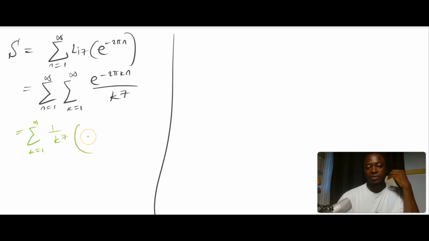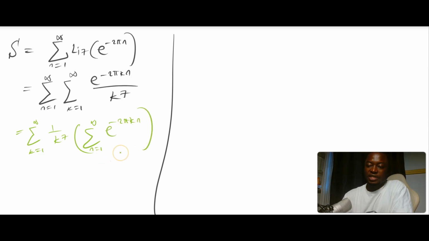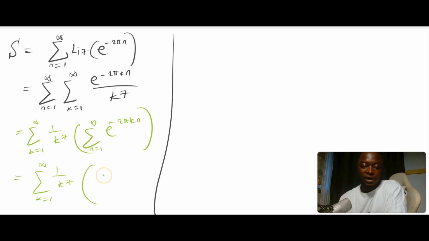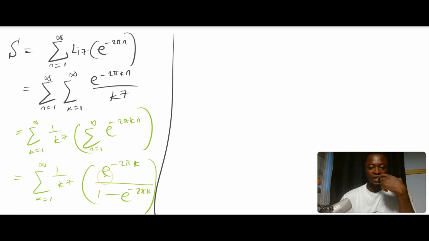Then we can deal with the sum as n runs from 1 to infinity of e to the negative 2 pi kn. This is a geometric series, obviously. So we have the sum as k runs from 1 to infinity of 1 over k to the 7th, times e to the negative 2 pi k, all divided by 1 minus e to the negative 2 pi k. Yeah, so that is that.